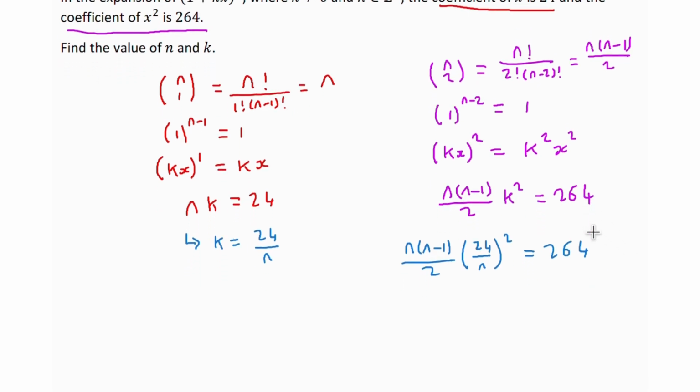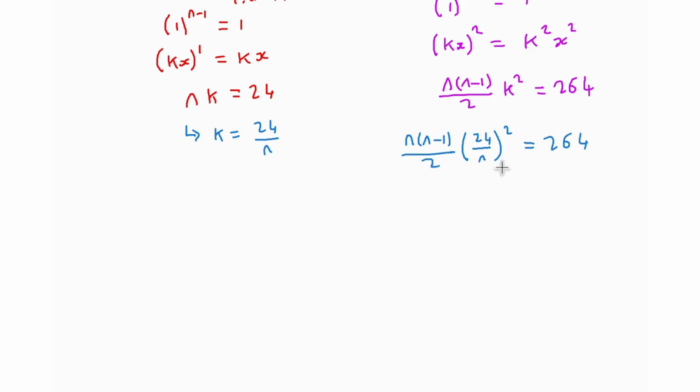There are other ways to approach this. This is the way I'm going to do it. To simplify this, I'm going to multiply through by 2, divide through by 24 squared, and I get (n minus 1) over n equals 11 over 12 when I do that. Multiply through by n and 12, I get 12(n minus 1) equals 11n.